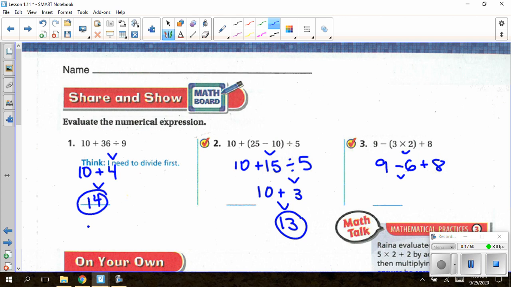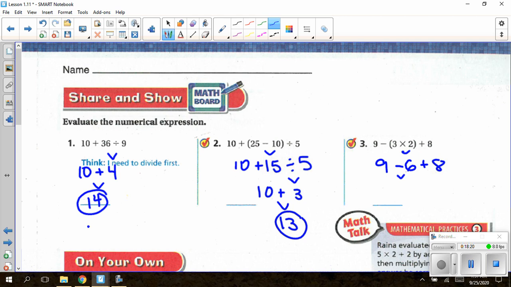If you add first, you would end up with 9 minus 14, which would give you a negative answer. We do not have negative answers in 5th grade. So just remember, if you are getting an answer where you would have a negative, you do need to make sure you go back and rework the problem.